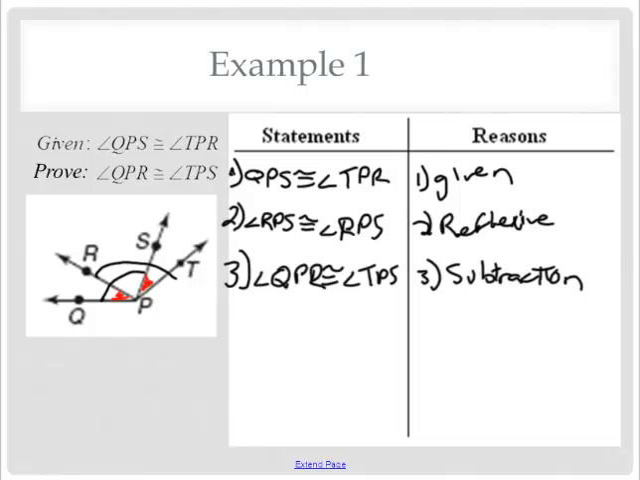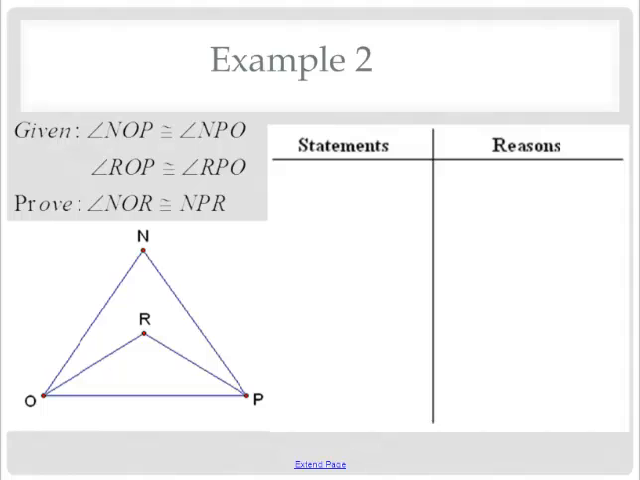Now let's look at the same type of proof, but it's not going to use that reflexive property. Instead, we have angle NOP is congruent to angle NPO. So the big angles are congruent. And once I say big angles, I know that I need to take something away, which is going to give me subtraction. I know angle ROP is congruent to angle RPO. So let me go ahead and write my givens. Angle NOP is congruent to angle NPO. Angle ROP is congruent to angle RPO.